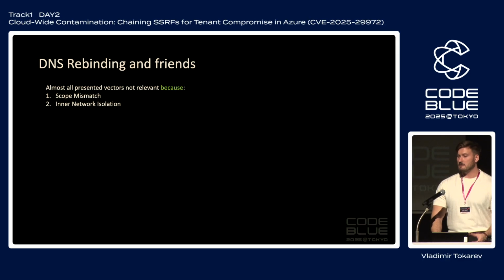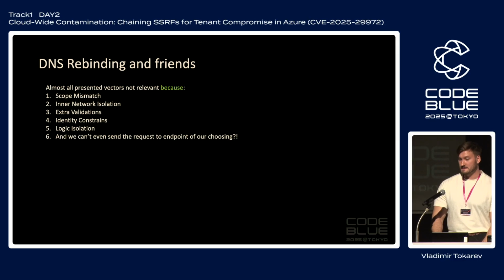Inner network isolation, again, makes it very hard to jump between networks, which means, again, very hard to attack different services from this platform. Extra validations, a lot of specific validations per service, per request, per endpoint, very hard to bypass. Identity constraints, again, as we said, I have a specific user identity. It can't access everything in Azure, so it makes it harder. Logic isolations as well, like we have different Hyper-V servers running, and then, again, hard to bypass those.